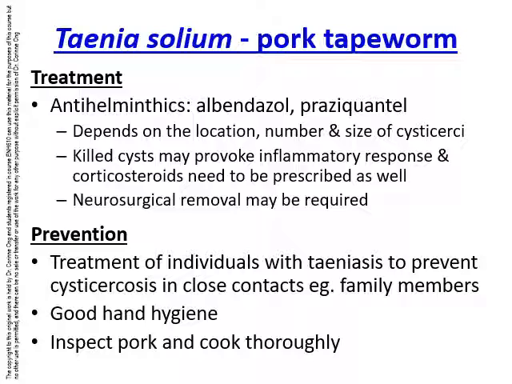Treatment of individuals with taeniasis is required to prevent cysticercosis in close contacts, such as family members. Good hand hygiene to prevent fecal-oral transmission of cysticercosis is essential. To prevent taeniasis, pork should be inspected and also cooked thoroughly before consumption.